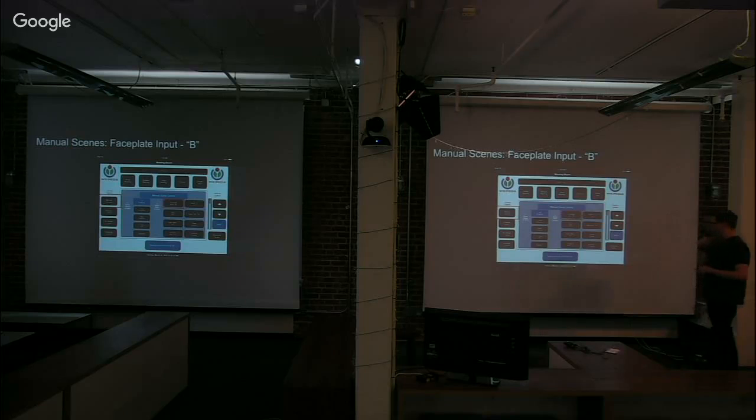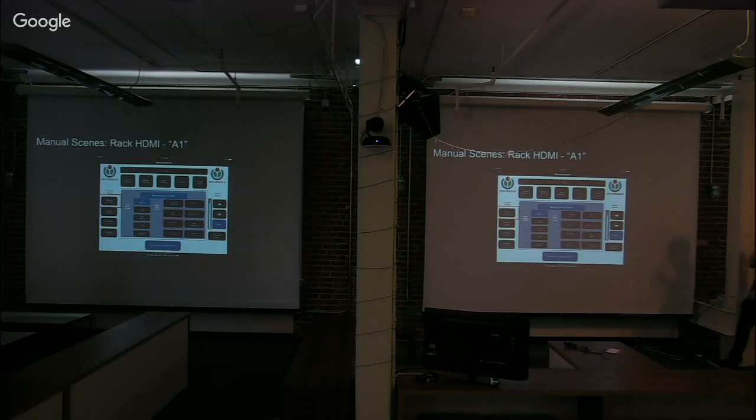So right now, I'm sending faceplate input B to the projector. Input B is over here. That's what the presentation laptop's plugged into. All our inputs around the room are labeled, and the label matches what's on the iPad. So faceplate B and B2 are up here. Rack HDMI A1 is in the AV rack.